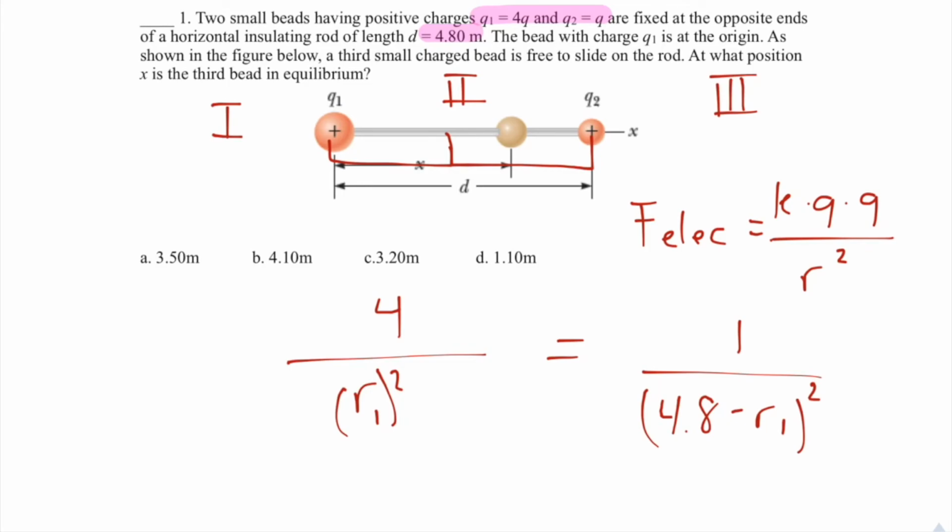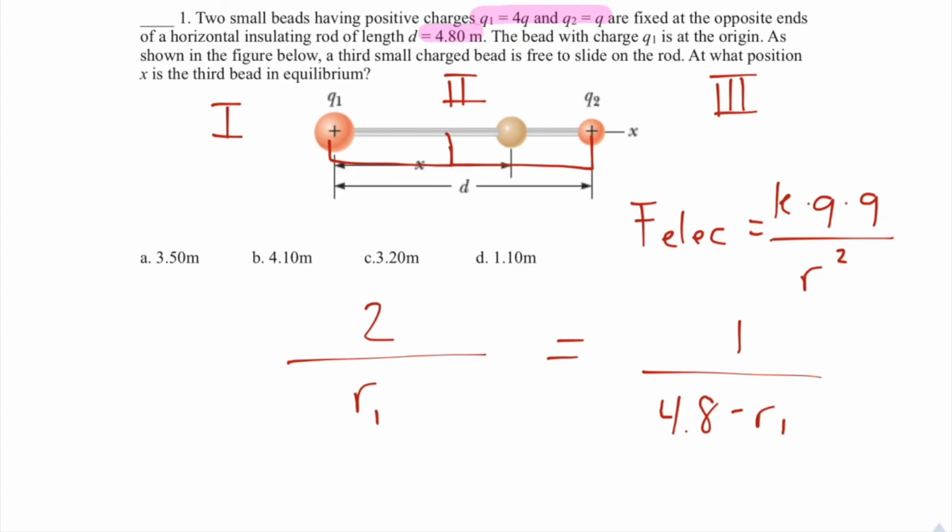And the step that we're going to take next is going to make it a lot easier than trying to FOIL this out and solving for R1. What we're going to do is take the square root of both sides of these fractions. So that means we're going to take the square root of the denominator and the numerator on both sides, and that is going to leave us with the square root of 4 is equal to 2, and then the square root of R1 squared is just R1, and the square root of 1 on this side is 1, and then the square root of (4.8 minus R1) squared is just 4.8 minus R1.